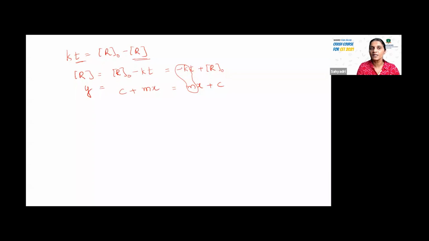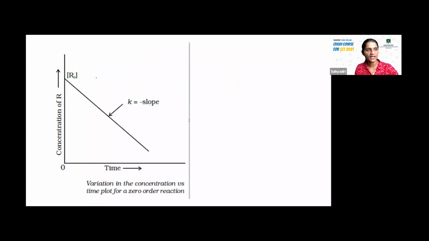It's negative. That means what type of graph are you getting? C is the y-intercept here, correct? So what does the minus sign indicate? Minus sign indicates the decrease in concentration. So concentration of R decreases with the time. It was very high in the beginning, and now it goes on decreasing, correct?